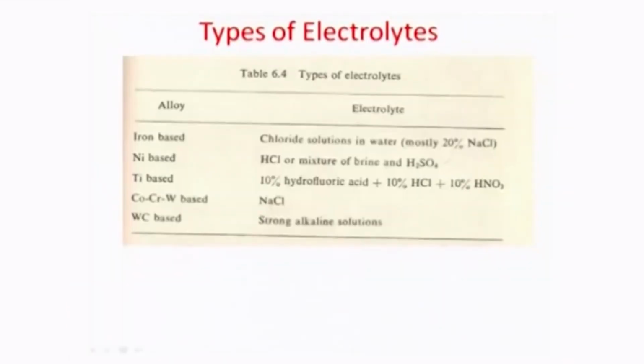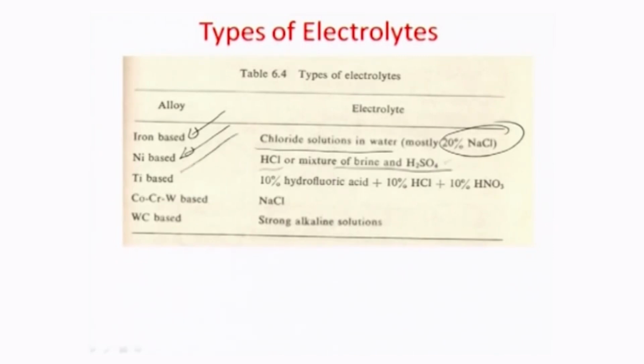Let's look at some of the systems which typically exist for some conventionally used alloys of engineering importance. For iron based systems, the electrolyte that is normally used is a chloride solution in water, a brine solution consisting of kitchen salt in water, 20% concentration typically used for iron based workpieces for electrochemical machining. For nickel based samples, you use either hydrochloric acid or a mixture of again salt water and H2SO4.